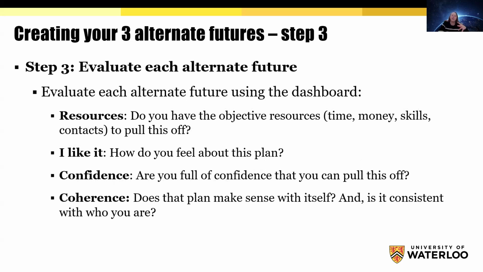And then we get to plan three. Once we have created those titles and implemented all of these steps and goals and things that we're going to do in this plan, we're going to evaluate that alternative future. And how we're going to do that is through four different things. We're going to think about resources. You look at this plan and you think, do I have the objective resources to pull this off, to do this future?